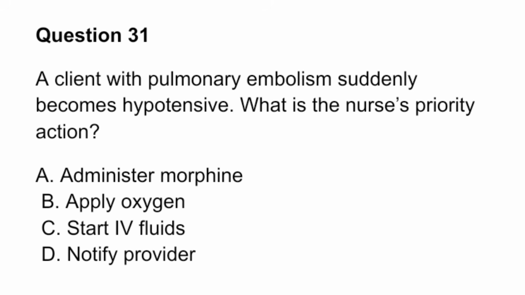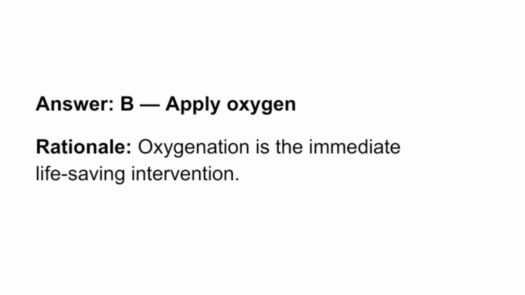Question 31. A client with pulmonary embolism suddenly becomes hypotensive. What is the nurse's priority action? A. Administer morphine. B. Apply oxygen. C. Start IV fluids. D. Notify provider. Answer: B. Apply oxygen. Rationale: oxygenation is the immediate life-saving intervention.